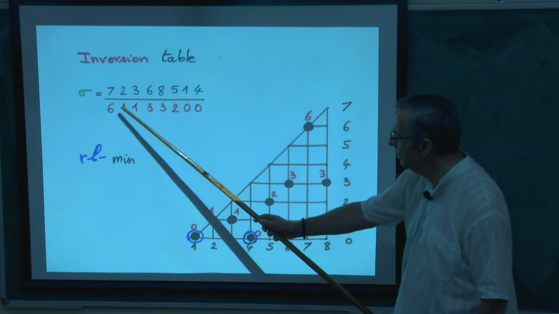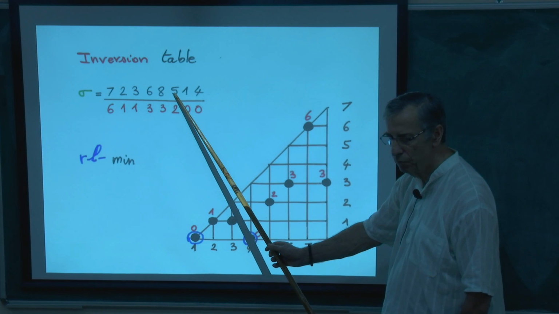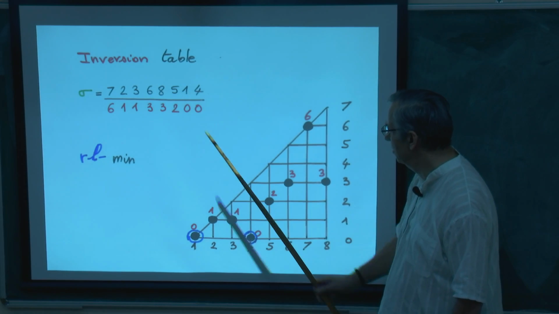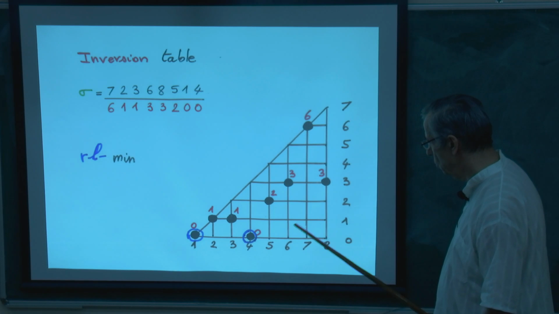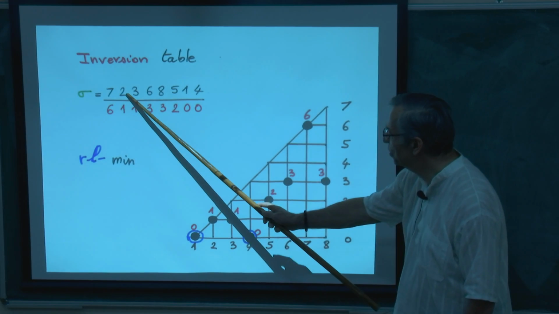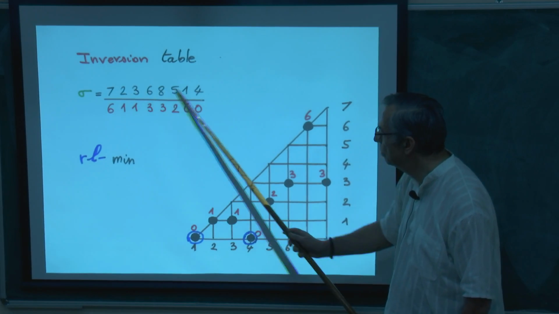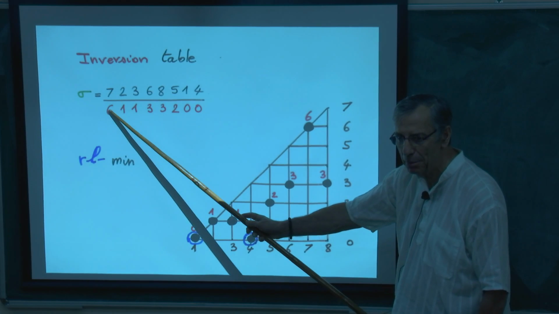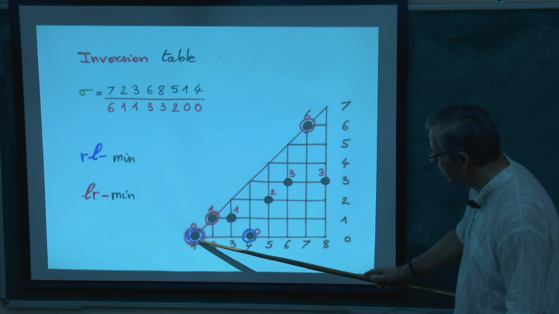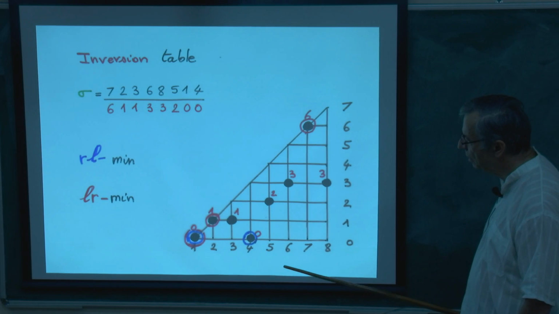Now the left-to-right minimum elements: it's 7, 6, 5, 1... no. 7, 2, 1. There are 3 left-to-right minimum elements: 7, 2, 1. And you see that now the value of x is the maximum possible. So the value for the left-to-right minimum element is the maximum possible.